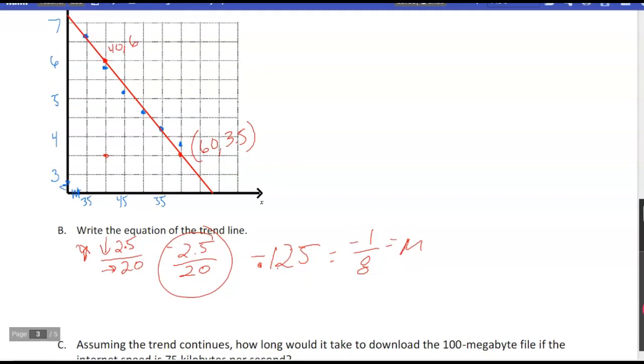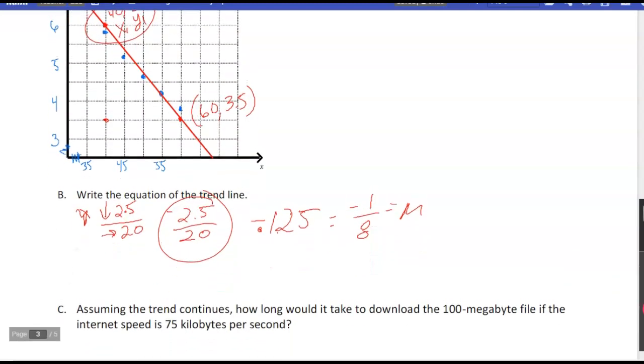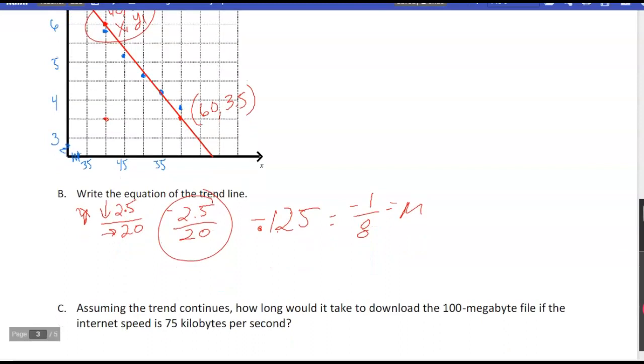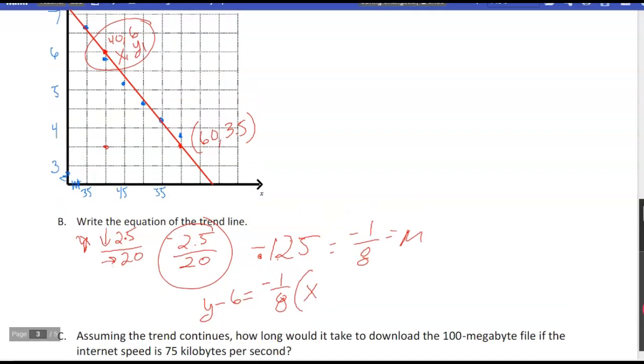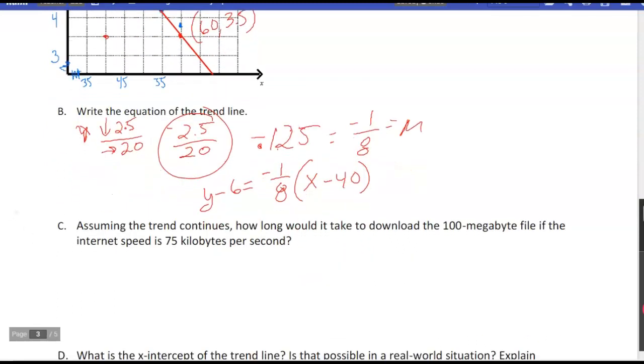And then pick a point. Well, we could just use 40 over 6 and call that our x1, y1. So write an equation. So you have y minus 6 equals my slope, negative 1/8 times x minus 40. And just stop right there.